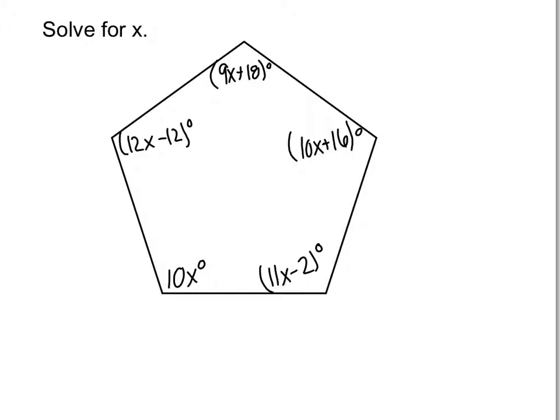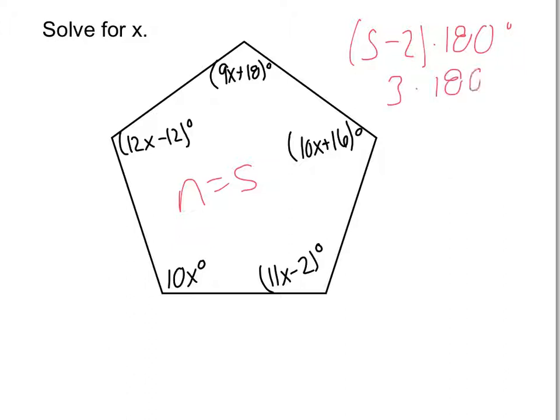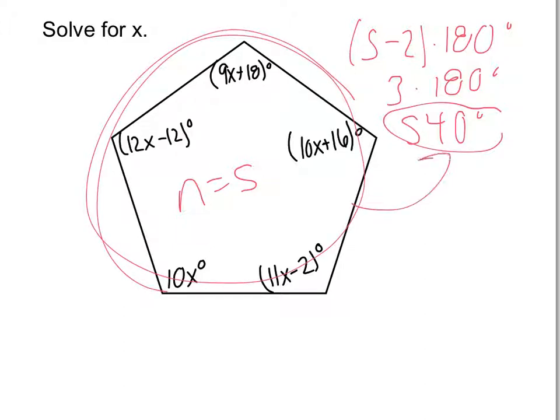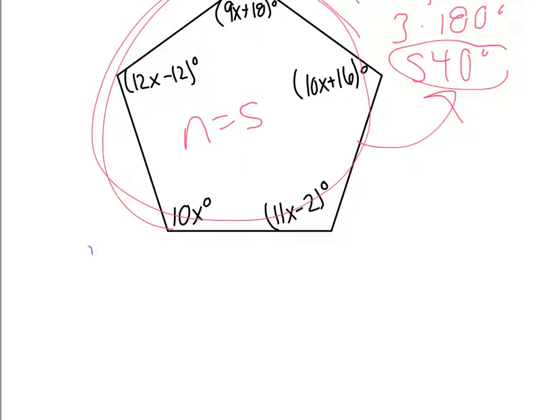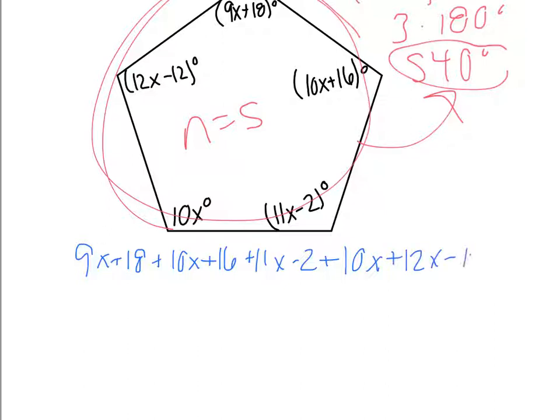Okay, so this is a pentagon, so we have 5 sides. First thing we need to do is find out the amount of degrees that are inside the pentagon. So 5 minus 2 times 180 is our formula. So then 3 times 180, which is 540. So it means we're going to add all of these up and set it equal to 540. So I'm going to take 9x plus 18 plus 10x plus 16 plus 11x minus 2 plus 10x plus 12x minus 12, and then set that equal to 540.